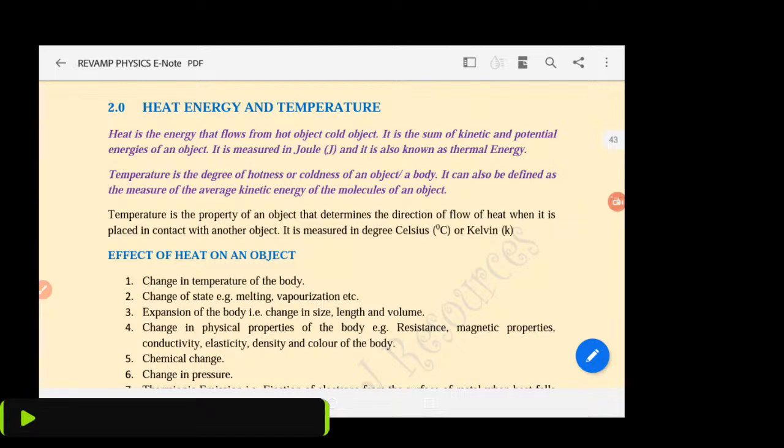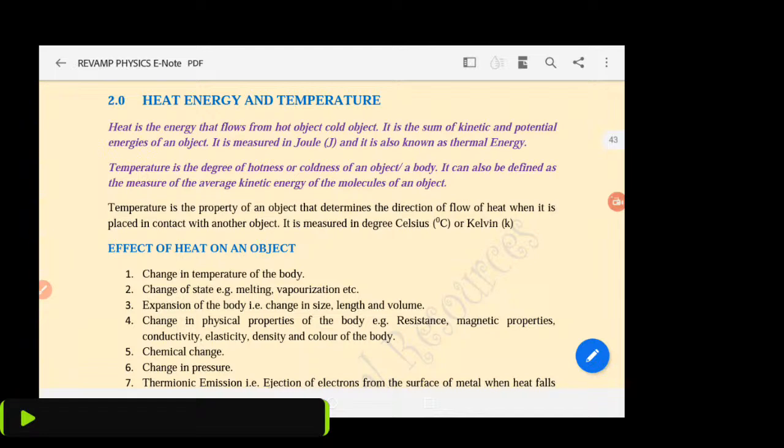And in our subsequent classes, we are going to be looking at other topics such as solid expansivity, gas law, heat capacity and latent heat. But tonight, we are going to be looking at temperature measurements. Okay?